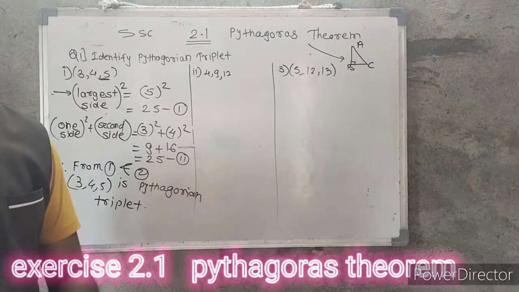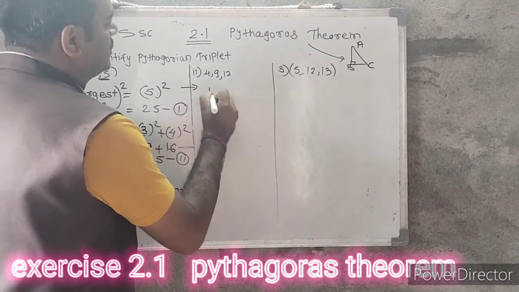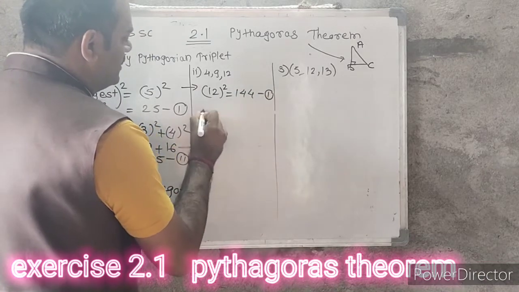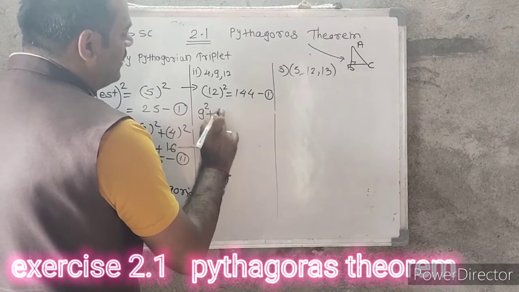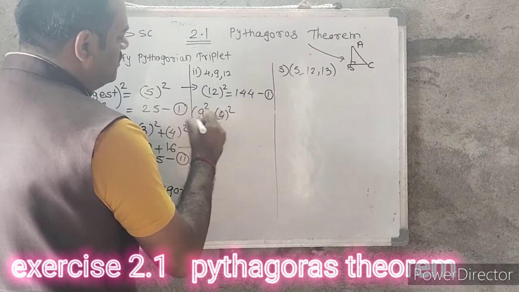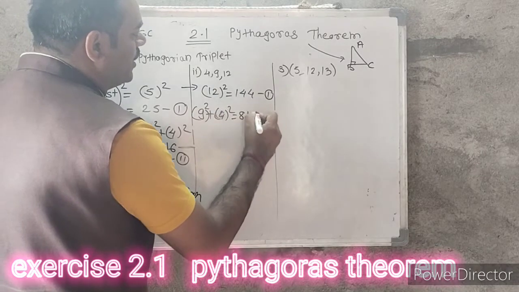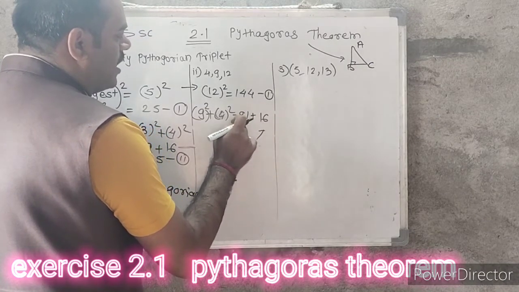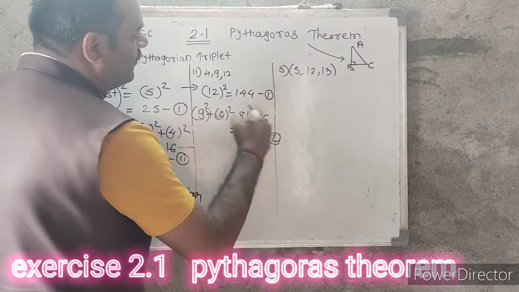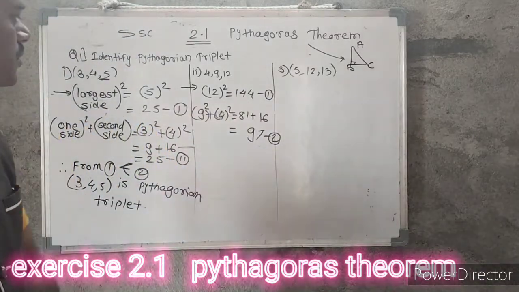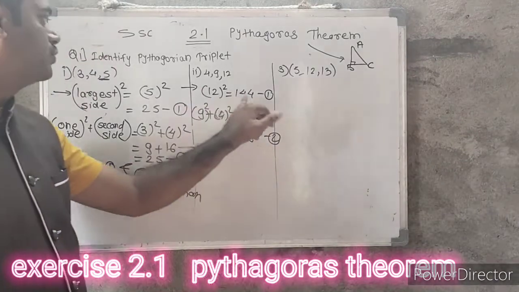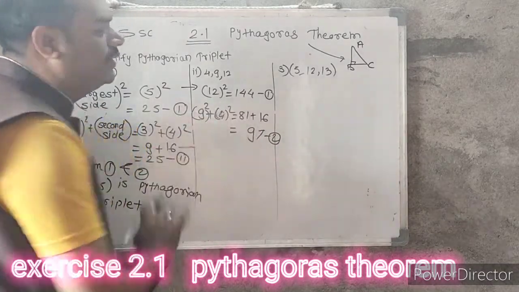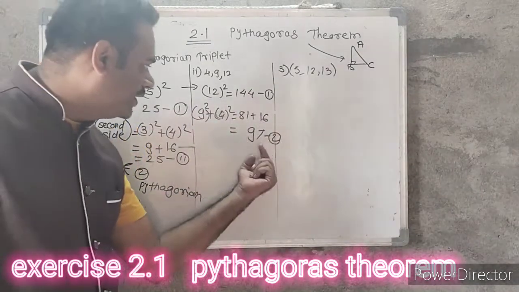Now in the second one, again you have to take the biggest number, that is 12 square, that is 144. Give it number 1. Second one is 9 square plus the remaining one, 4 square. 9 square is 81 plus 4 square 16. 81 plus 16, 6 plus 1 is 7, and 8 plus 1 is 9. Now see whether 144 and 97 are the same or not. Definitely not. Here 12 square is 144, 4 square is 16, 9 square is 81, and after addition we get 97.